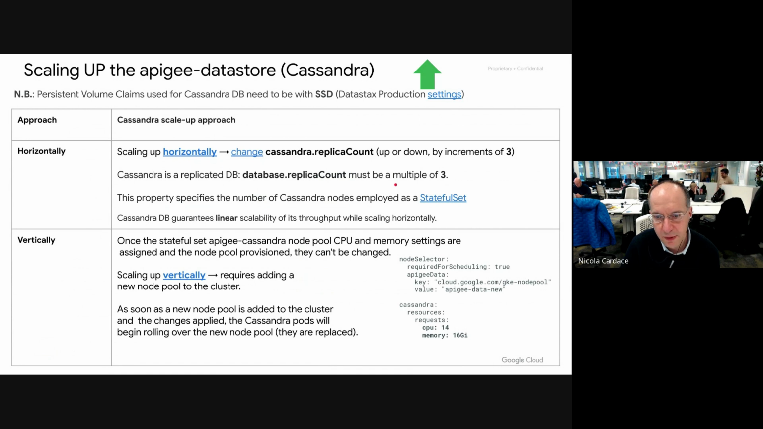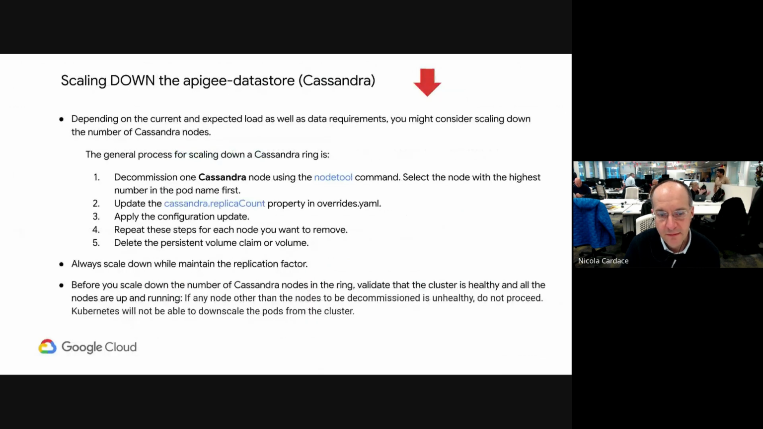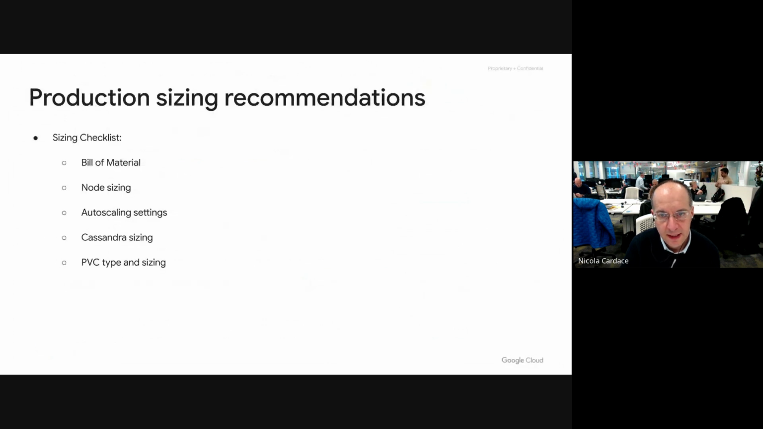It's a guarantee to be done with zero downtime, and Kubernetes will do it for you. Same for down, so you can actually time them for time of day or day of week. And then this is what we do for the sizing checklist: bill of material, node sizing, the settings in auto scaling. Those are the ones that need to be validated with performance testing and tuning.